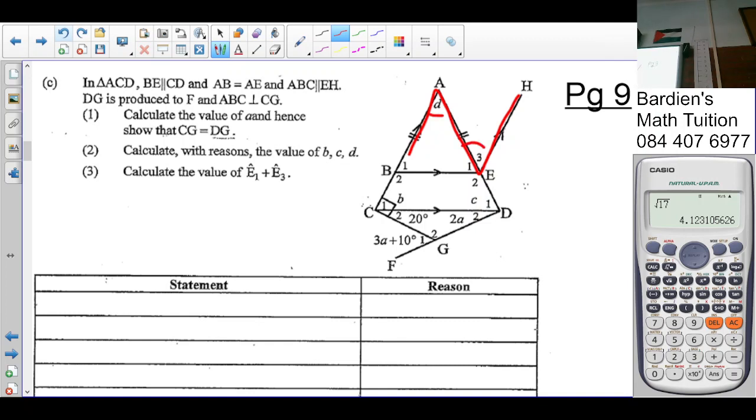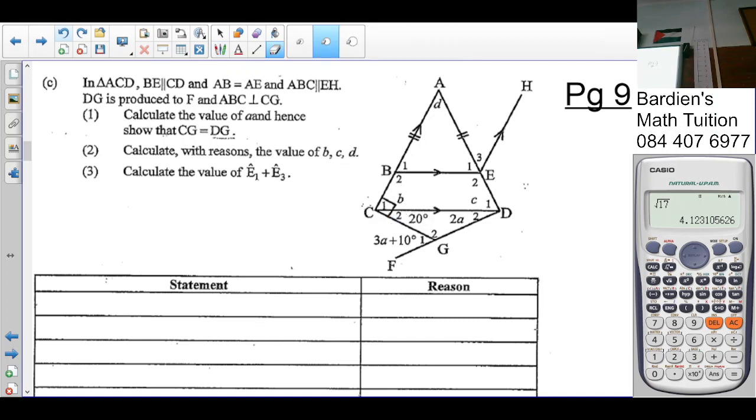Then we are told that DG is produced. Now produce means it is extended, in other words. So DG is produced, it's extended to F, which is that point there. And then we are told that ABC is perpendicular to CG. That's the 90 degrees. You understand?